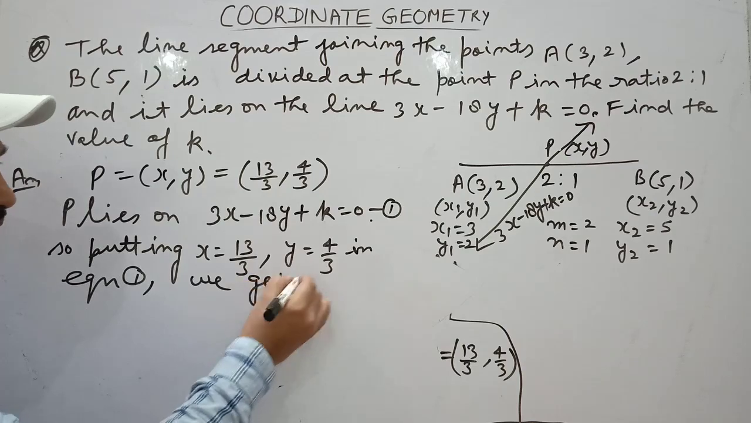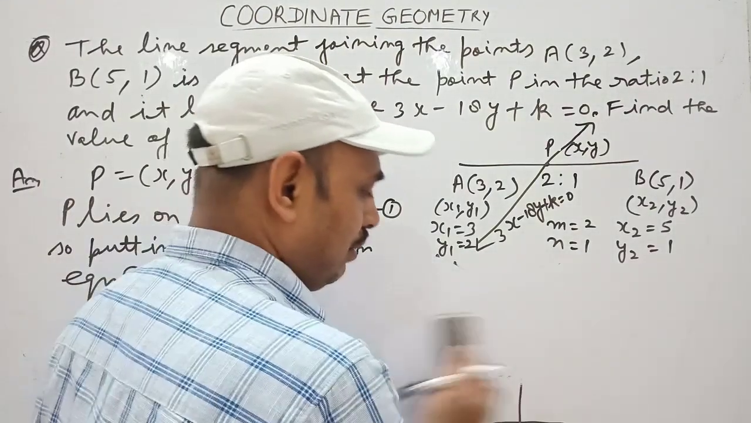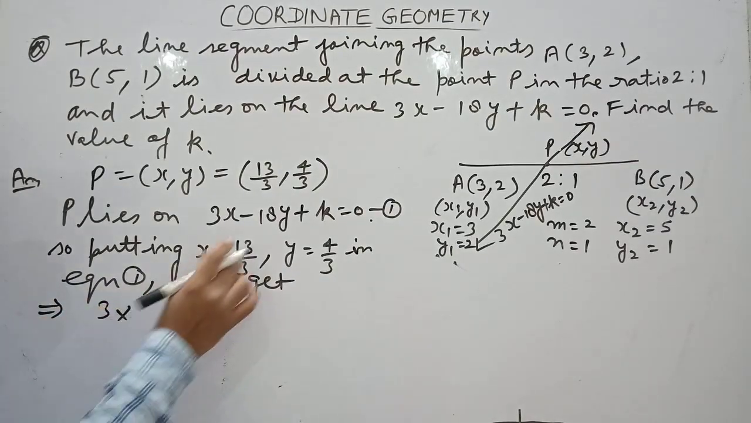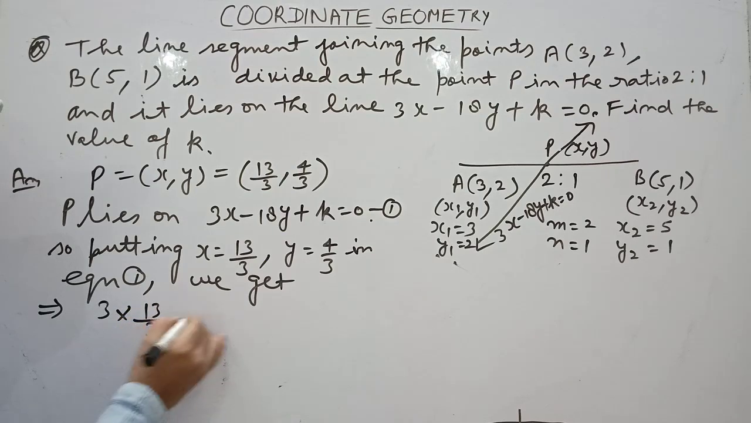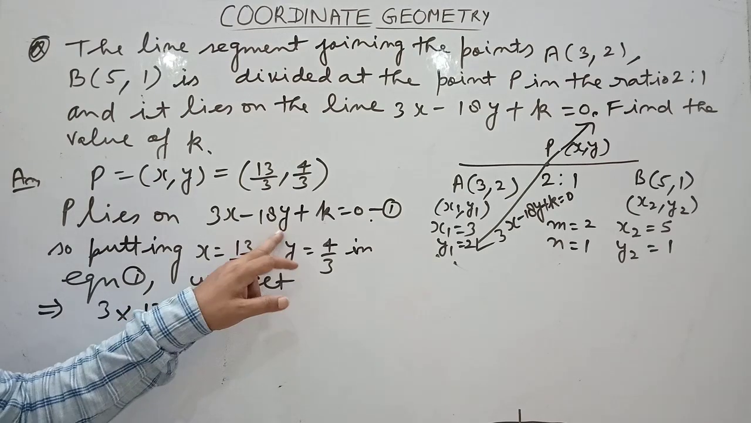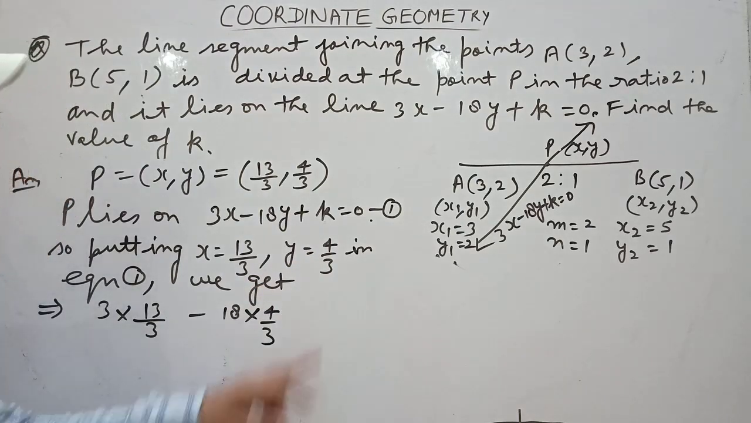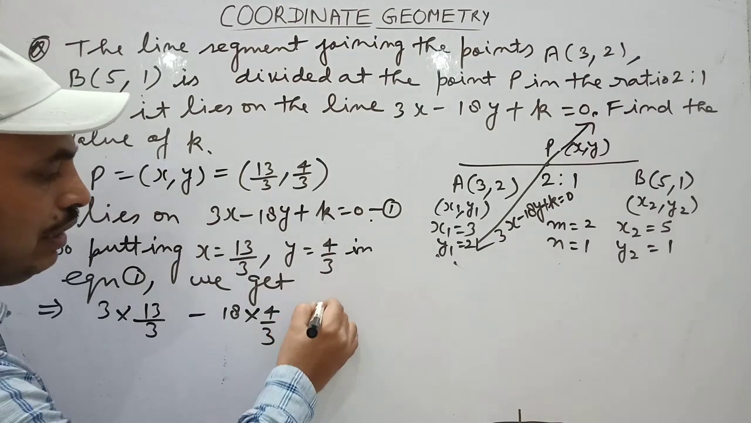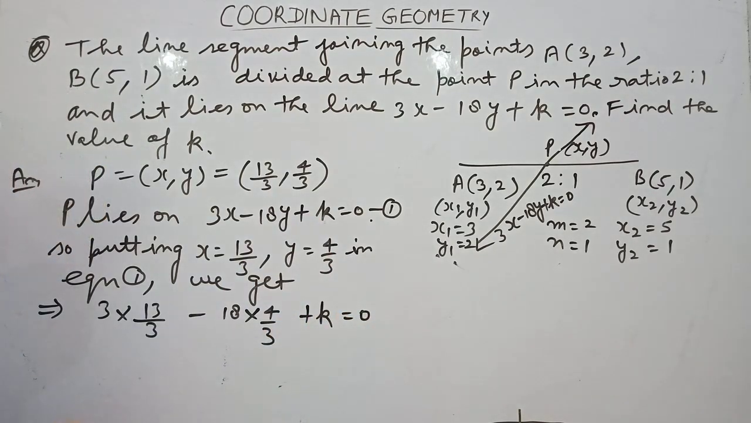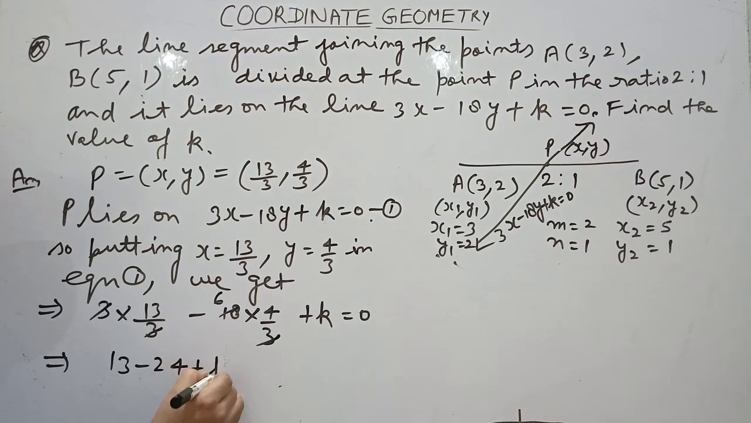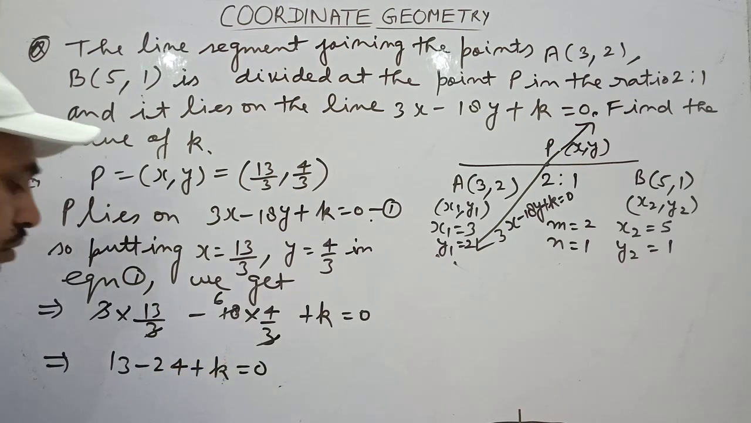we get 3x, and the value of x is 13 upon 3, minus 18 into y, y is 4 upon 3, plus k equal to 0. 3 will cancel 3. 3 sixes are 18. So 13, 6 fours are 24, plus k equal to 0.